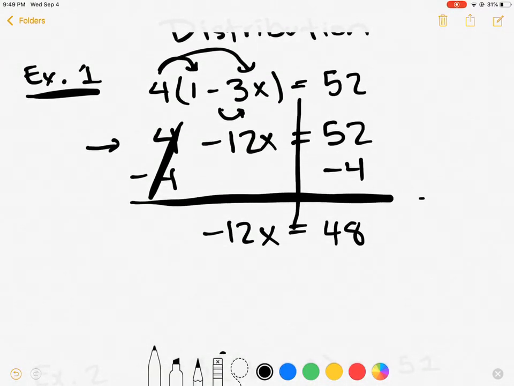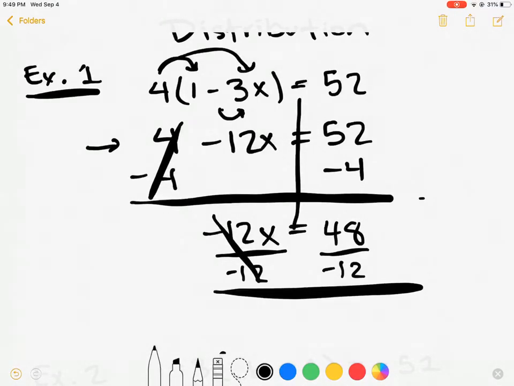Then we can finish up our problem by dividing out by our coefficient of negative 12. So we're just doing the inverse of multiplying by dividing both sides by negative 12, following the golden rule of algebra. When you do that, you are left with x on the left side. And on the right side, 48 divided by a negative 12, that should give you a negative 4. So that way you've solved that equation. X should be equal to negative 4 for example 1.